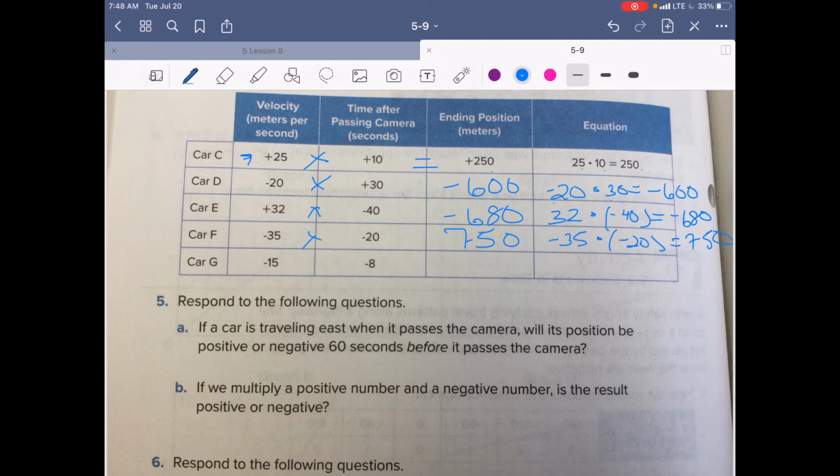All right, now we have negative 15 times negative 8. Let's do the quick math on the side. 15 and 8. If we multiply that, 8 times 5 is 40, carry the 4. 8 times 1 is 8, plus 4 is 12, so we're going to have 120. So we'll have 120 meters.